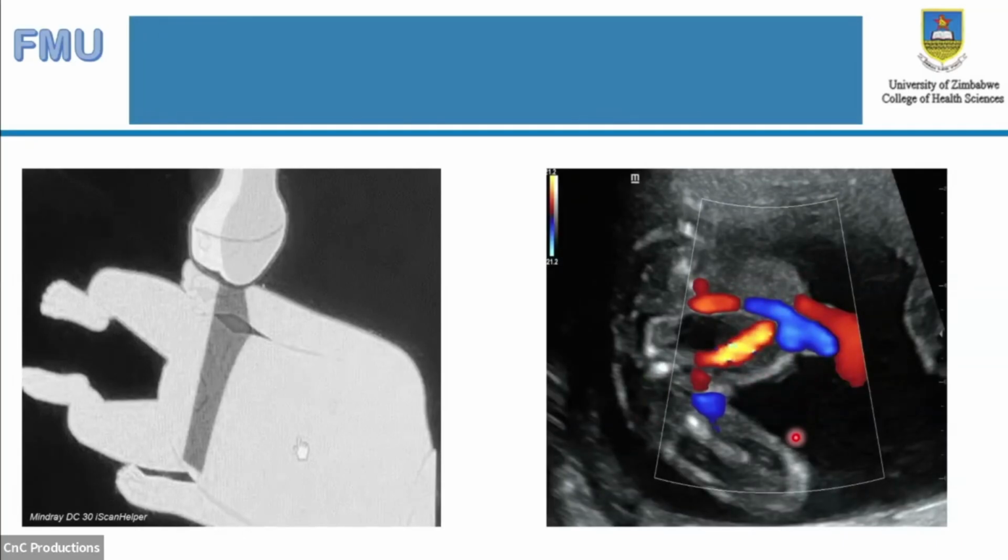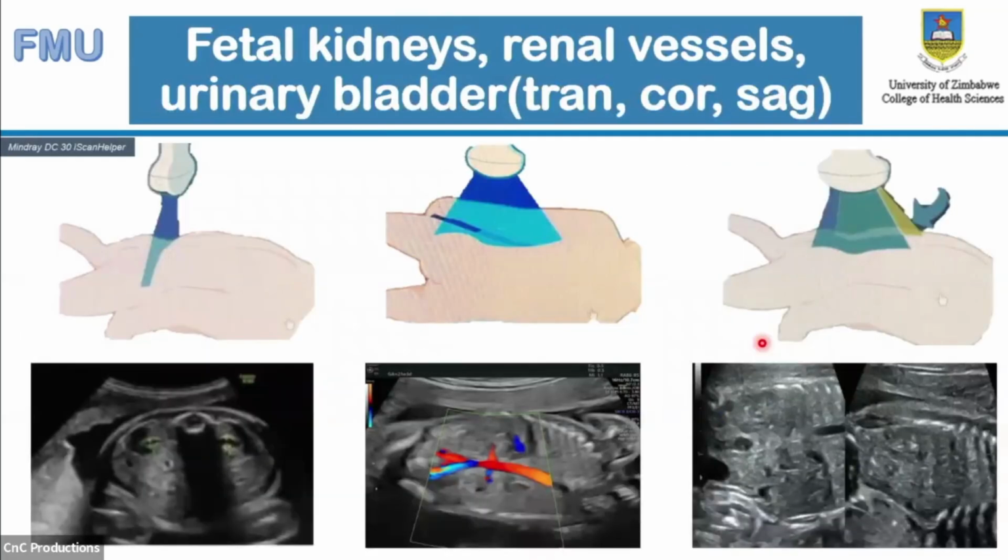So this is the level at which we assess the three-vessel view. And in cases where there is a single umbilical artery, it might also be associated with aneuploidy. Then we also assess the fetal kidneys in transverse, in coronal and also in sagittal plane. To assess for the presence of both kidneys, we have to see both renal arteries, and then in transverse we can measure the renal pelvis to rule out hydronephrosis.